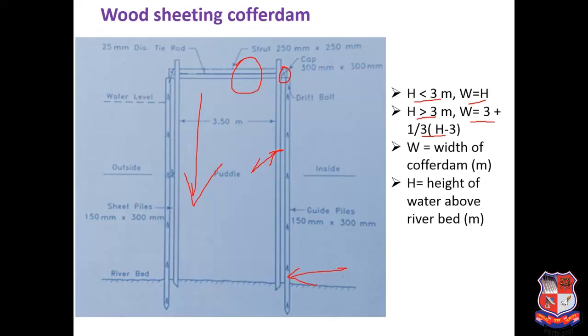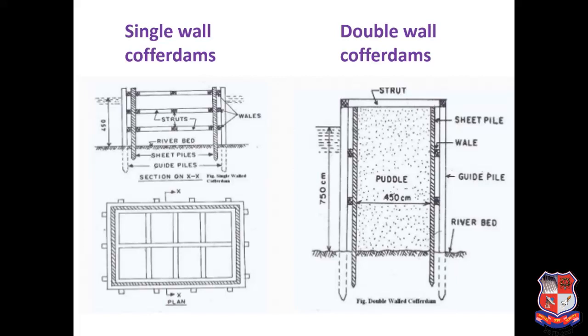Here also there are two rows of sheet piles used. That's why it is called double wall. And if it is wood, then it is wood sheeting. If it is steel, then it is called the steel sheeting coffer dam. Here you can clearly make out the difference between single wall and double wall coffer dam. Here a single layer of sheet pile is there on the outside of your working area, while in this case double sheet piles are used, and inside that the puddle is utilized to make it stronger.